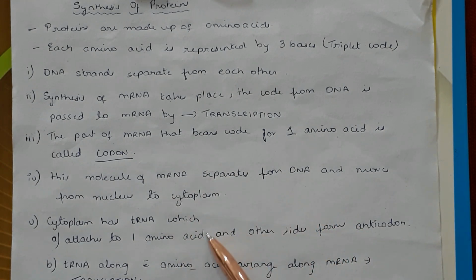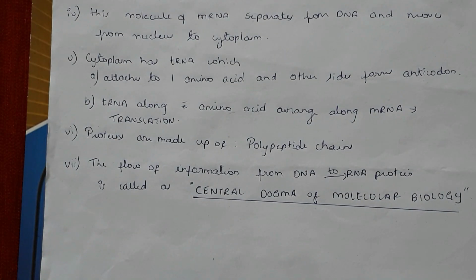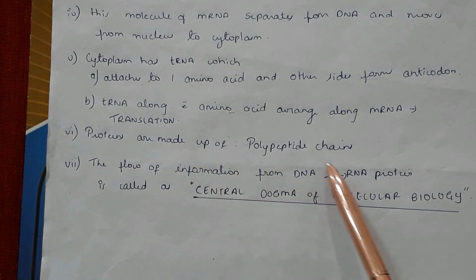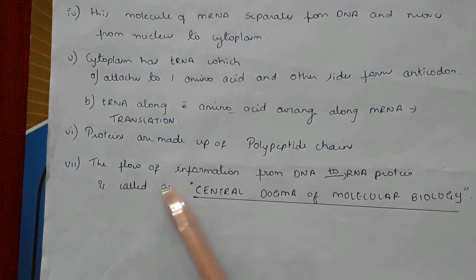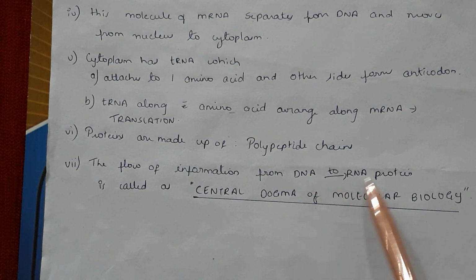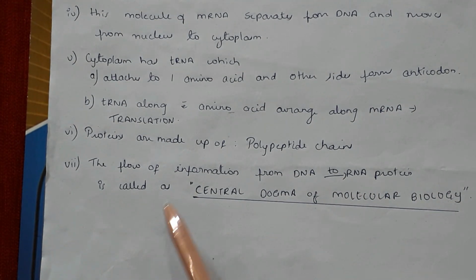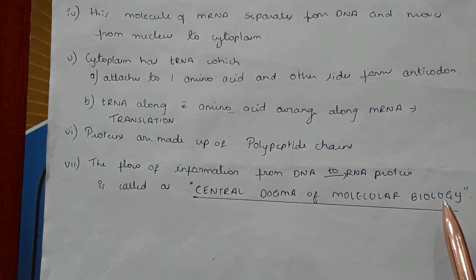The cytoplasm has tRNA which attaches to one amino acid, and the other side forms the anticodon. tRNA along with amino acid arranges along the mRNA, and this is called translation. Proteins are made up of polypeptide chains. The flow of information from DNA to RNA to proteins is called the central dogma of molecular biology.